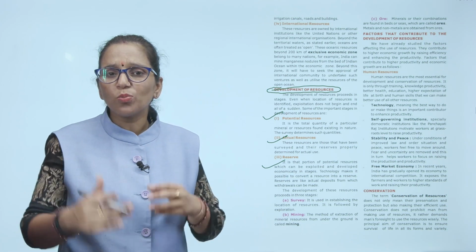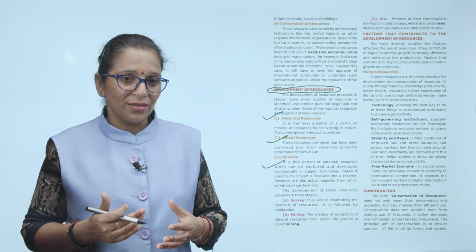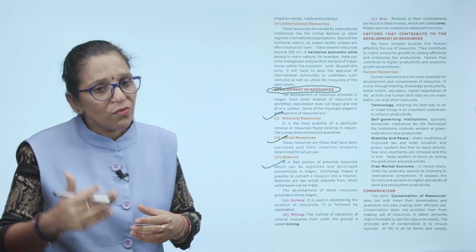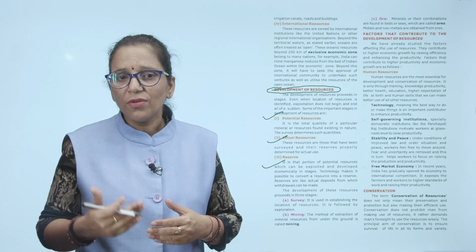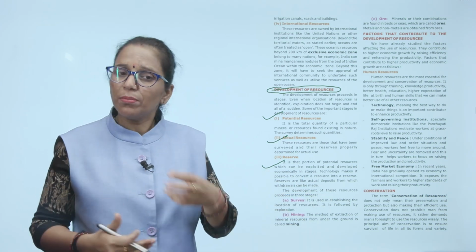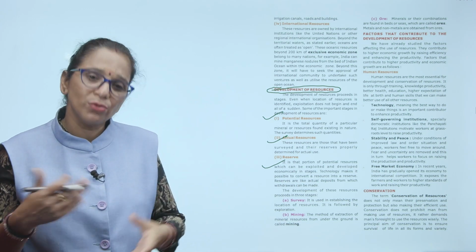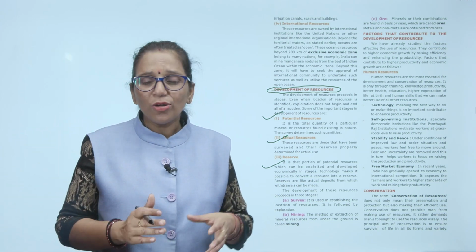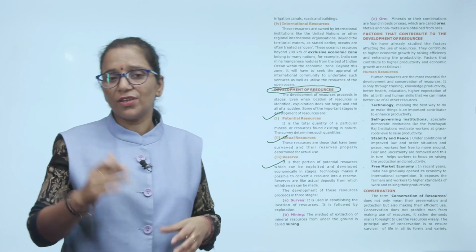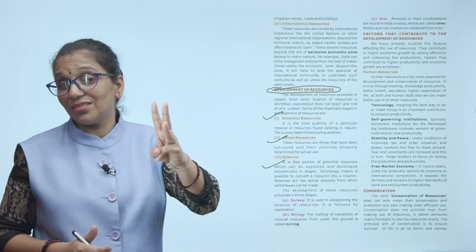resources which can be exploited and developed economically in the stages. So reserve technology makes it possible to convert a resource into the reserve, but reserves are like actual deposit from which withdrawal can be made. So you can say that reserve we can save for the future generation. Right now we are not using, we have a technology, we know how to use it, but we have saved for the future.